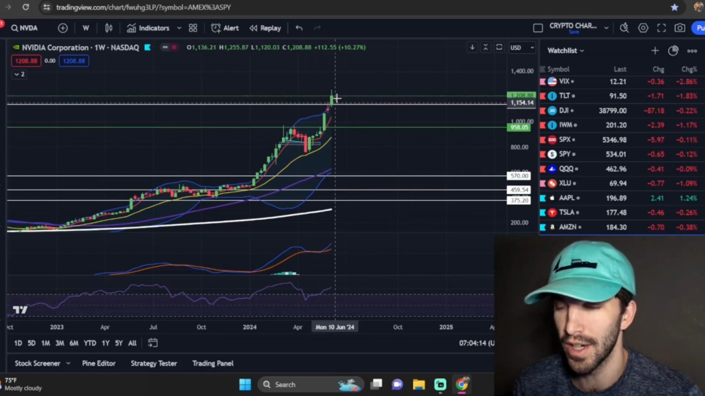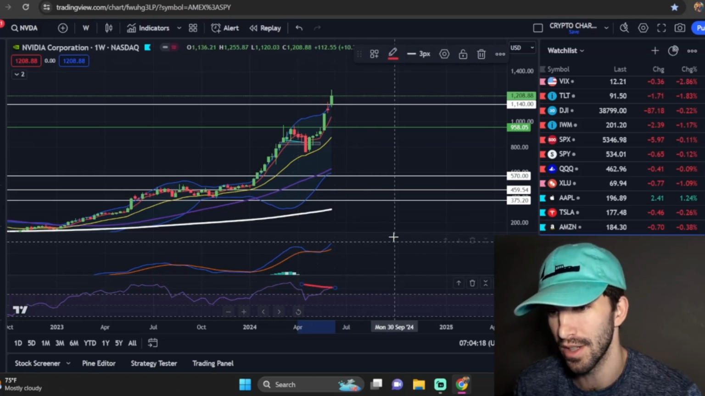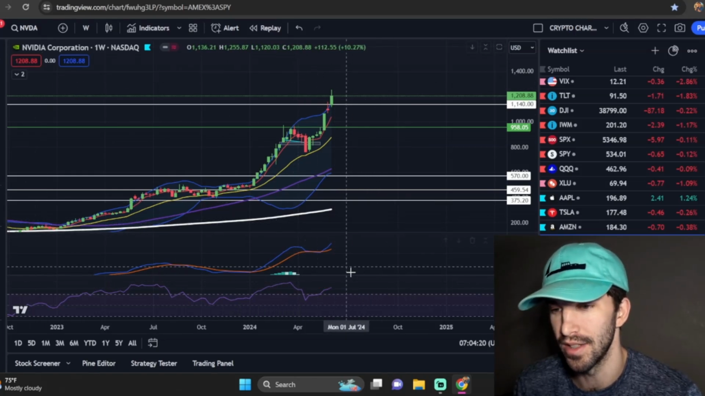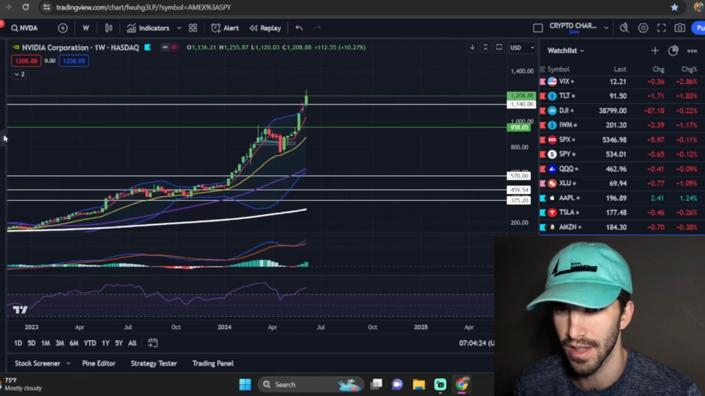But as of right now, what do we notice? Divergence here. I mean, it's not necessarily on the MACD, but it is on the RSI. So we have to take that into consideration. I like mine to be very clear on the MACD and RSI at the same time.